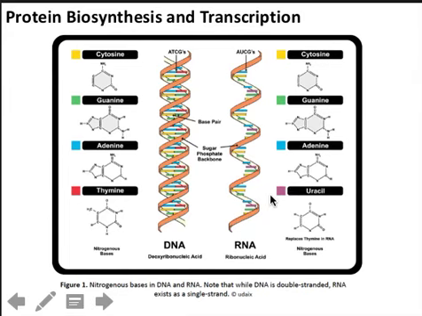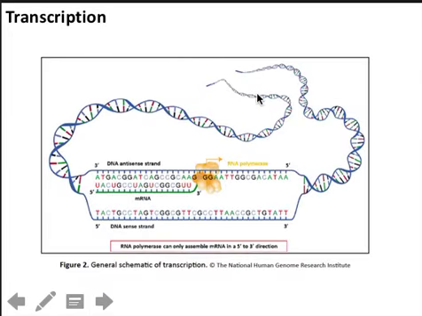So this is a way of getting the information from the nucleus into the cytoplasm. We make a temporary copy of the gene in the form of RNA, and then we bring that out of the nucleus through a nuclear pore, and that's where ribosomes will attach to it and begin the process of translation.